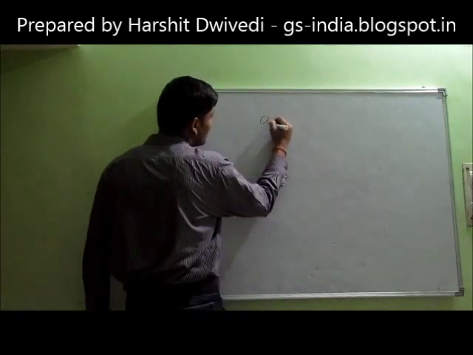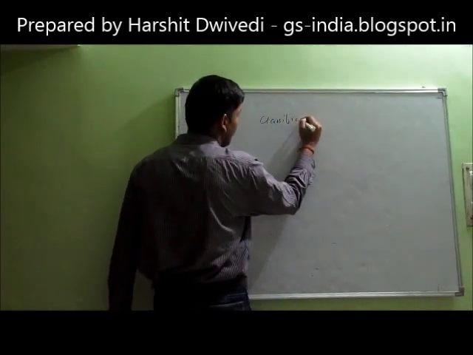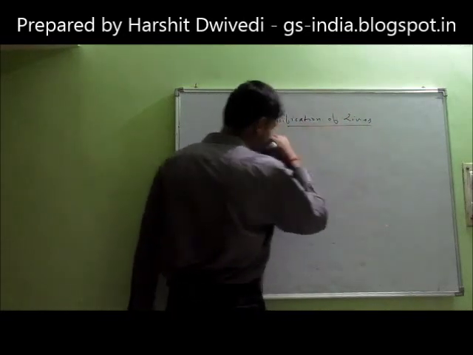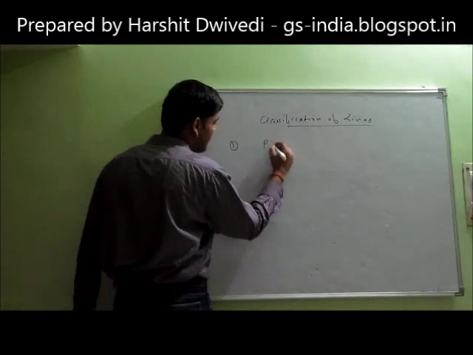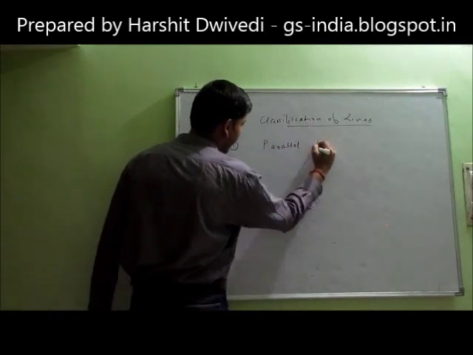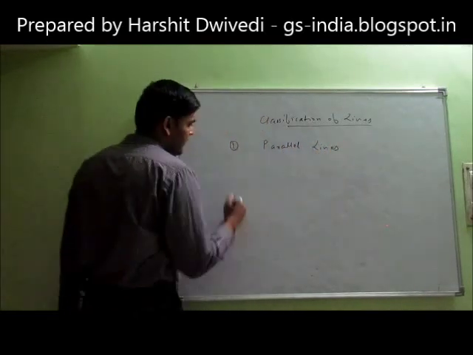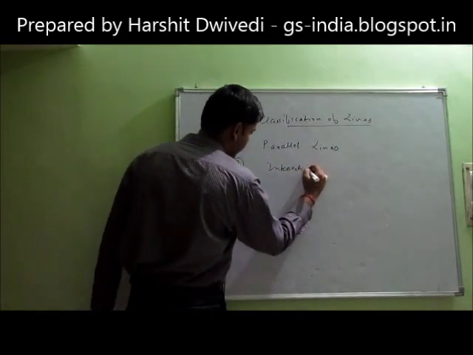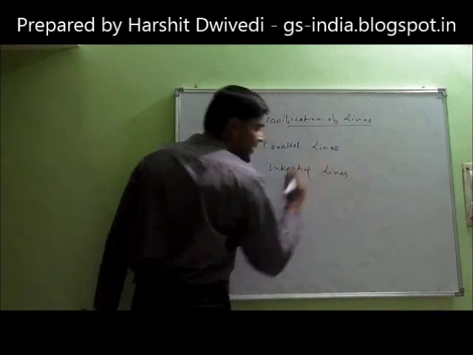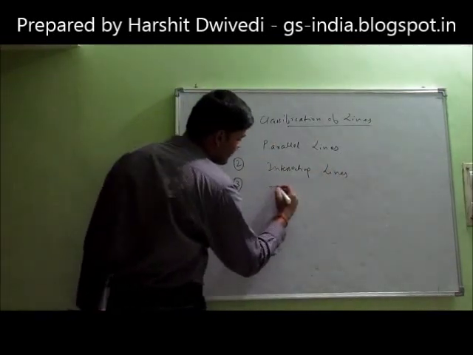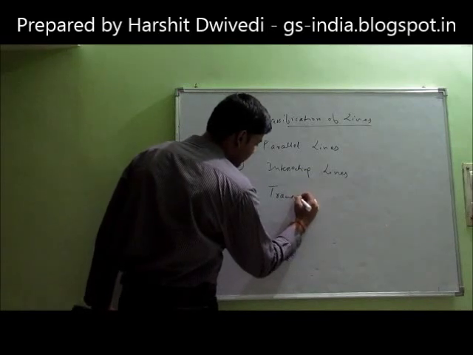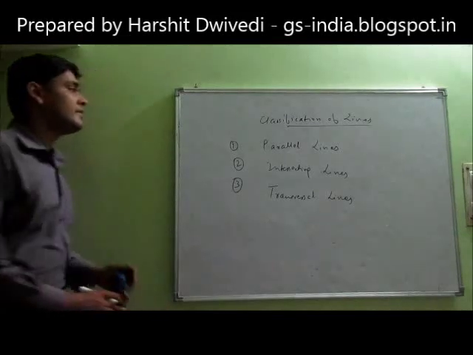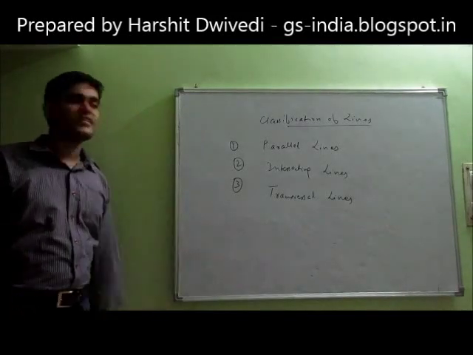So now we are going to look at the classification of lines. The very first is parallel lines. Second is intersecting lines. The third one is transversal lines. So these are the three types of lines which we are going to deal with.